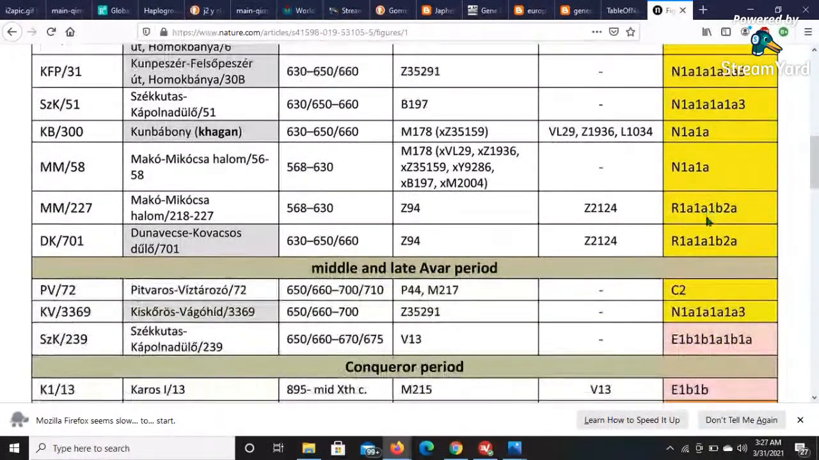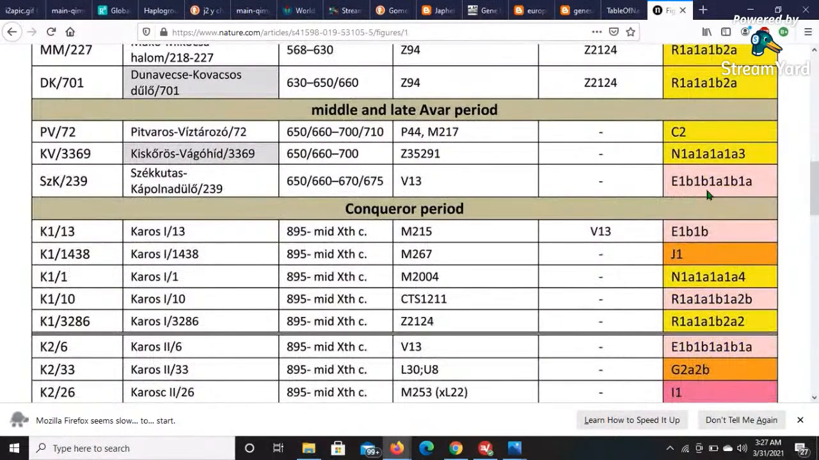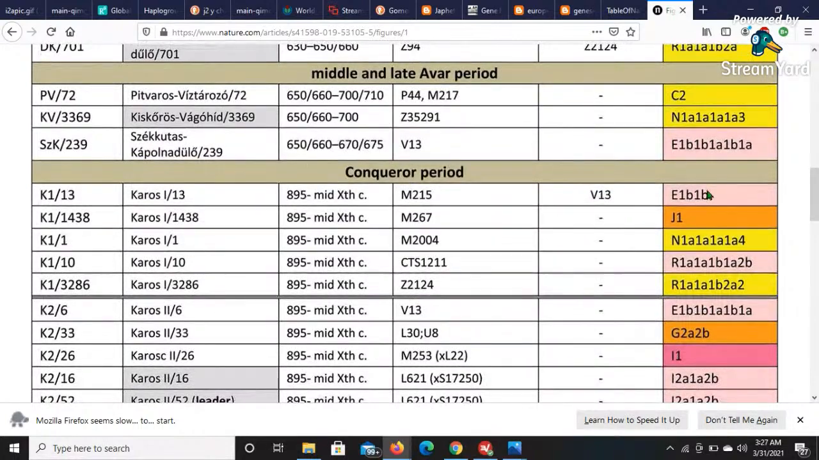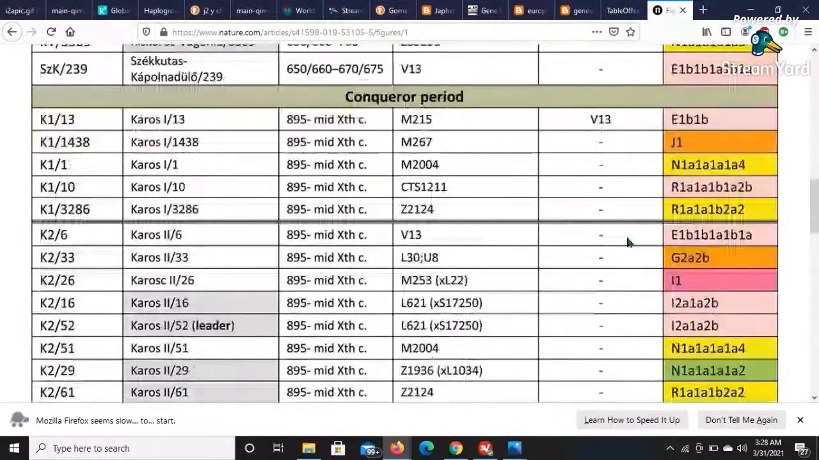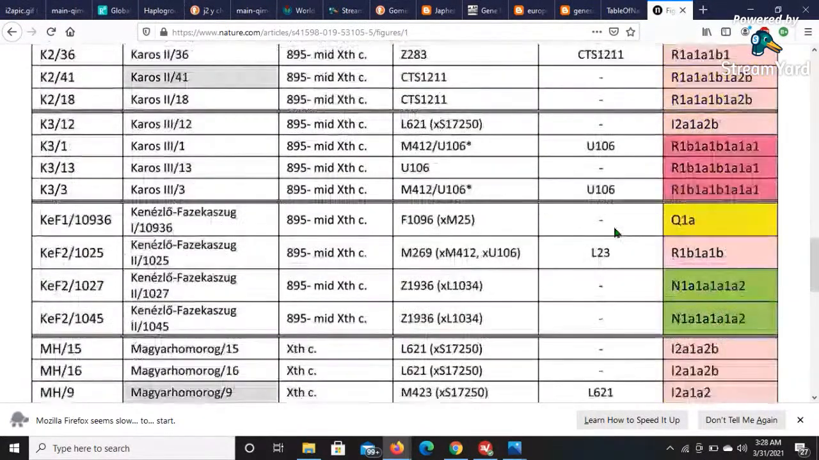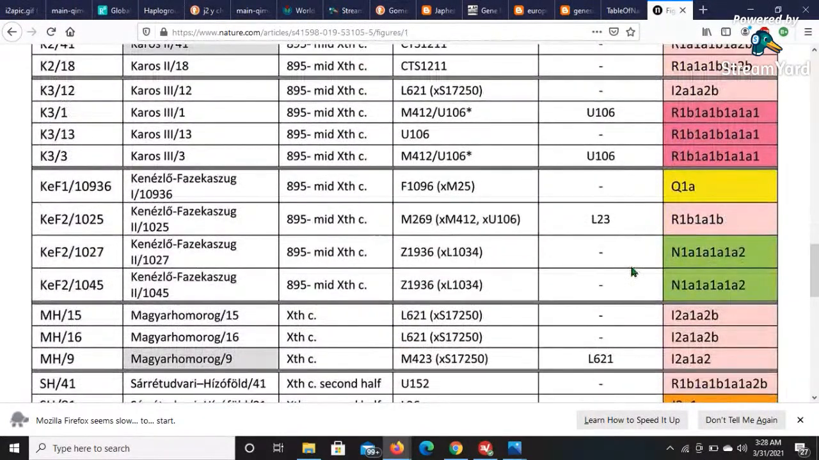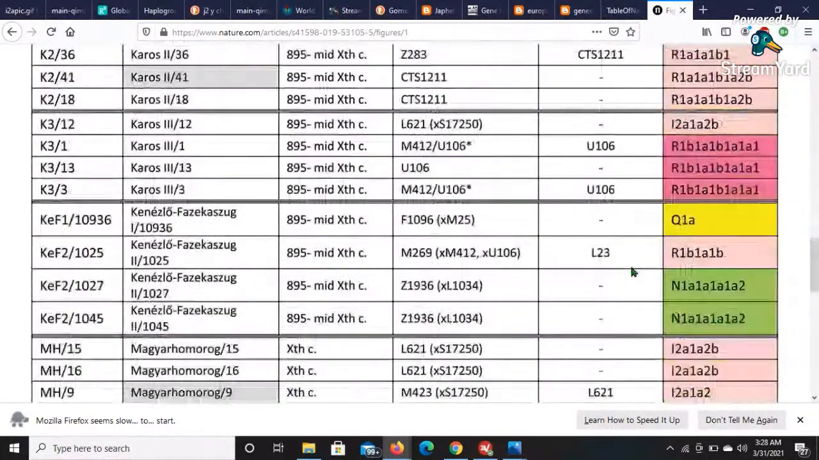R, C, N, E, E1, B1. Oh, we got Nelson Mandela and Hitler and Einstein and Pharaoh. Oh, J1. Got J1 up there. In there. What is this? Conqueror period. G, Q, R. This is the, whatever. Oh, J2 too. J2.